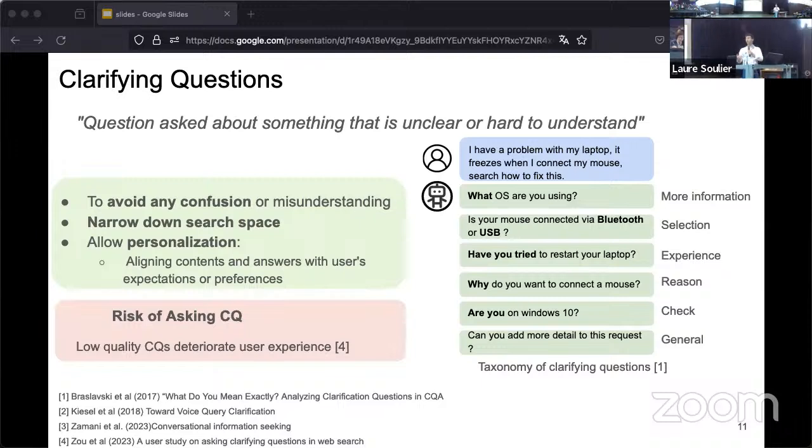However, there are risks with asking clarifying questions. When the questions are low quality or when too many questions are asked, it can really deteriorate the user experience.